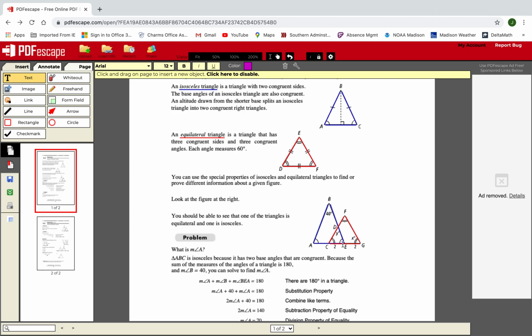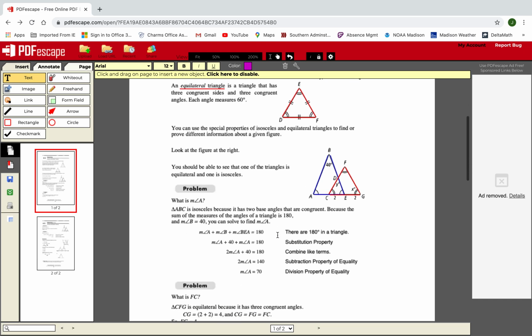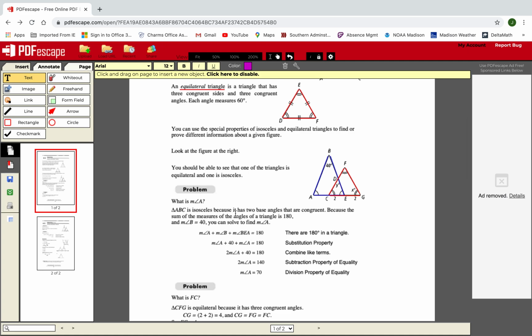We know that this blue triangle is isosceles because the base angles A and E are congruent to each other, which tells us that side AB and side BE must also be congruent to each other. And then we know that this triangle CFG is equilateral because we can see that all three angles are congruent to each other. All right, so they give us a couple of practice problems here to look at.